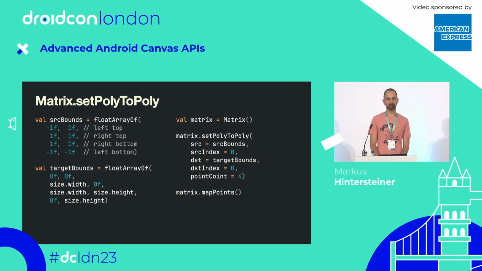We can just take the bounds. So we use the top left coordinate, the top right, bottom left, bottom right for both spaces, and we automatically get a matrix which we then can apply. Now there are two routes we can take. We can either set the matrix directly onto the canvas, or we can call matrix.mapPoints to map every individual point.